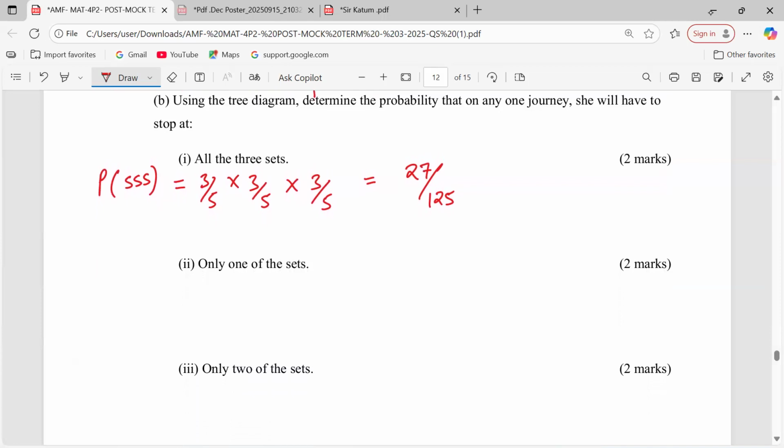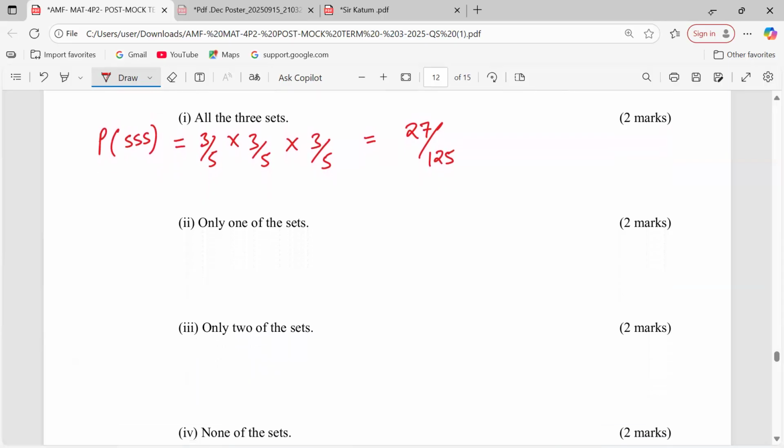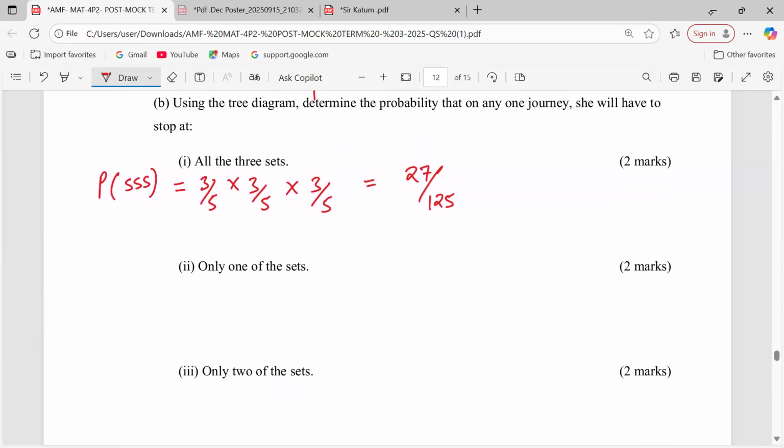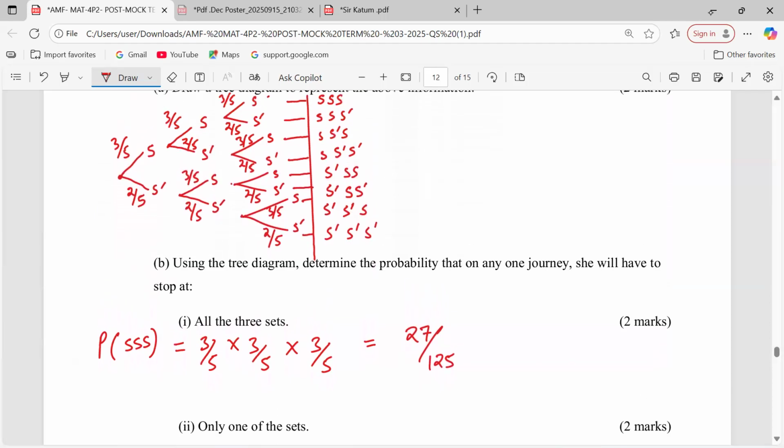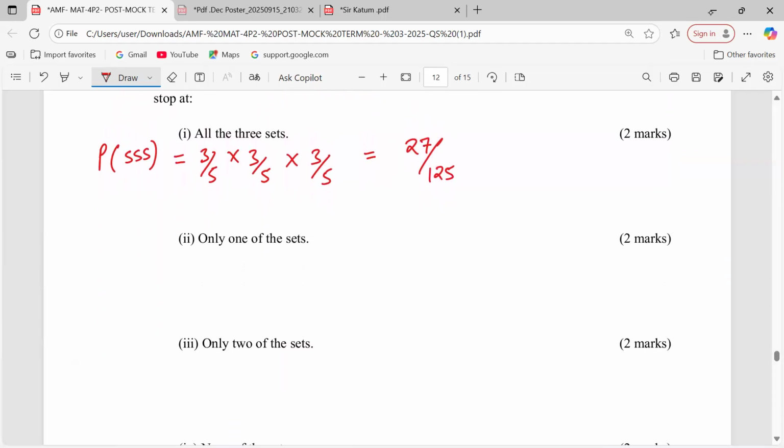Then in the next, it's the probability that she will have to stop at only one of the sets. Meaning that it could be probability stopping, but the others she passes, or you pass, stop, and pass again, because we want that she stops in one of them, only one, or you fail to stop, but stop in the last. As long as there is one stopping, that's what we get.